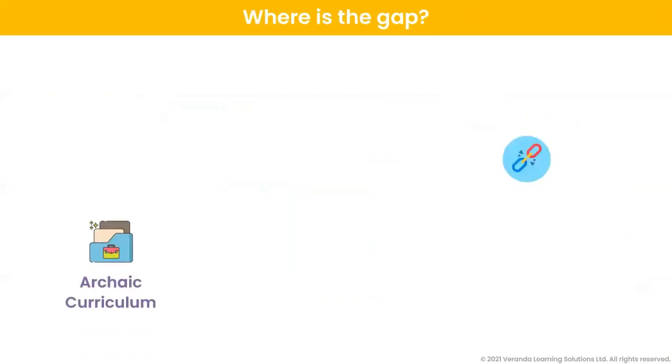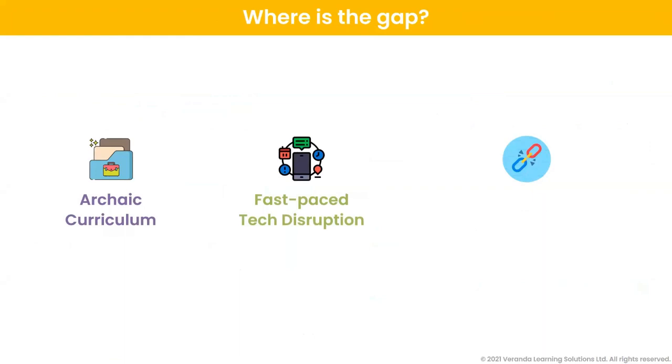On researching the causes for this, we have found some causes and some gaps. It is evident that we are still following an archaic or obsolete curriculum in academics at colleges. We can see there is fast-paced tech disruption always happening around, and there is an industry-academia disconnect.